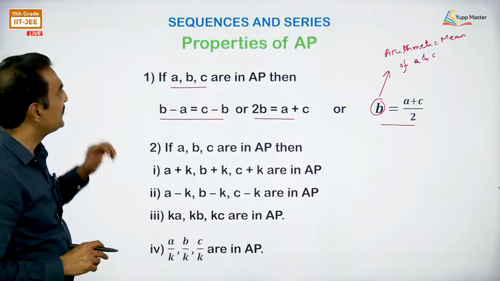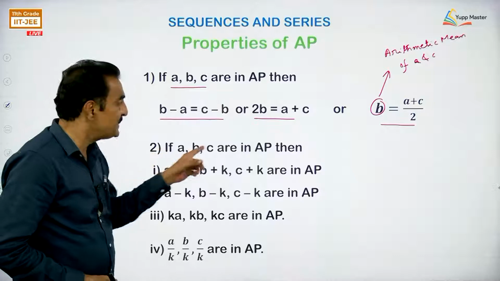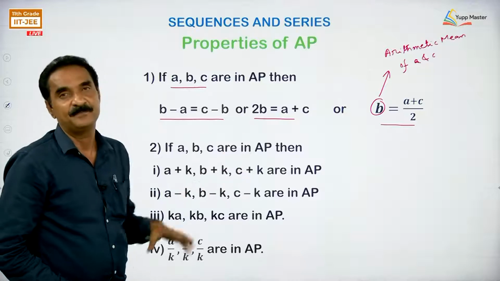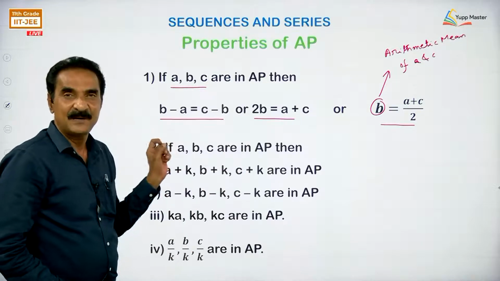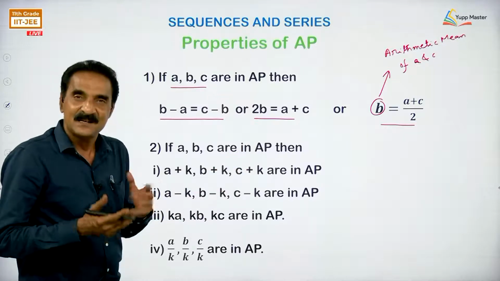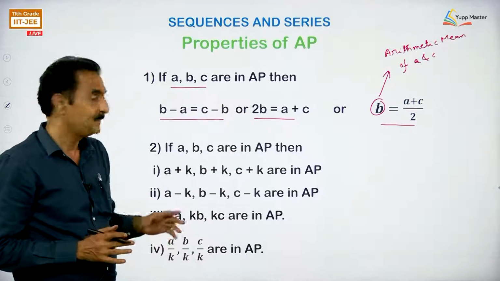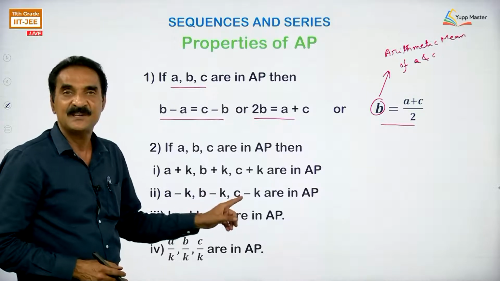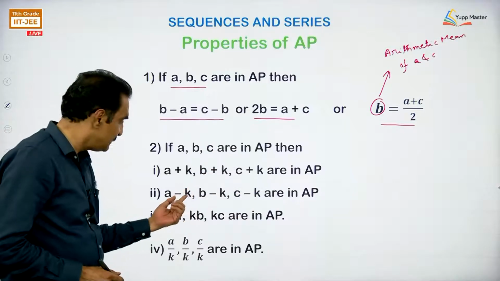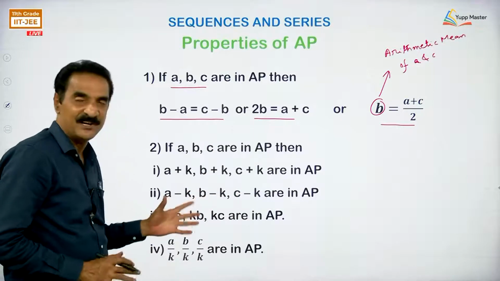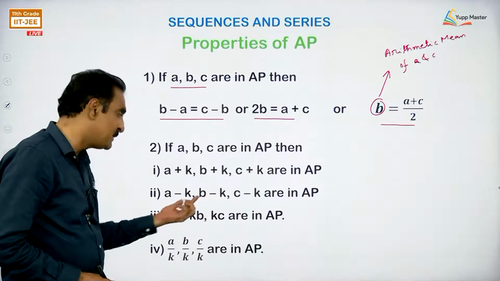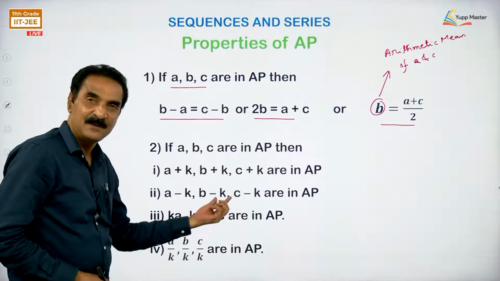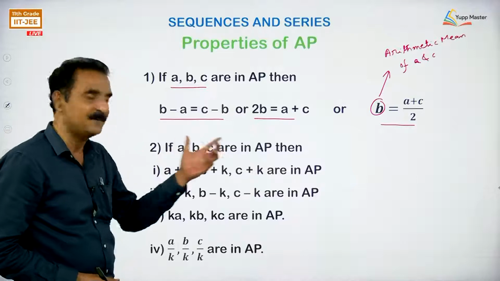Right. Now the next property of AP is, if A, B, C are in AP, then A plus K, B plus K, C plus K are also in AP. That means by adding a fixed number K to every term of an AP, the resulting series will again be an AP. Similarly, if you subtract K from every term, A minus K, B minus K, C minus K will also be in AP, because by subtracting or adding, the difference won't change. The second term minus first term is B minus A, that is the common difference of this AP, and third term minus second term is C minus B, that is also the common difference of this AP.